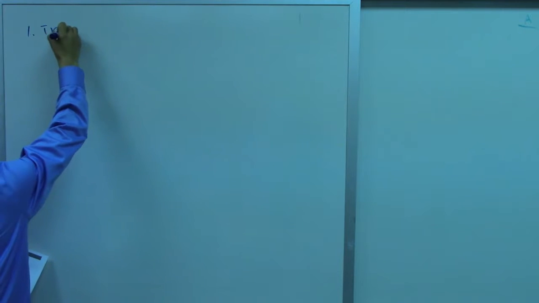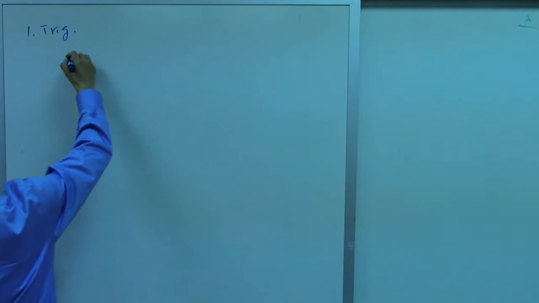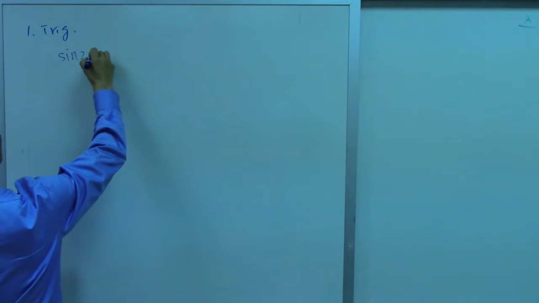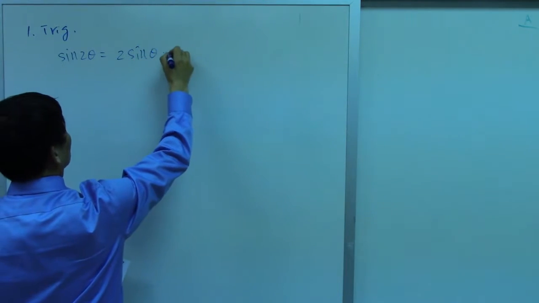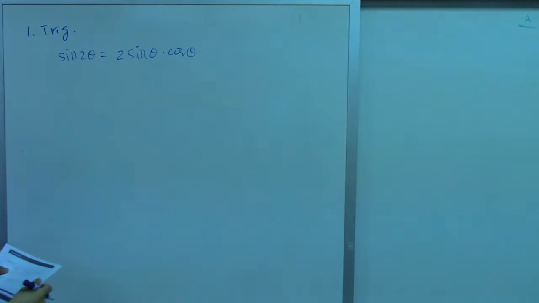First chapter, we review some fundamentals we learned from trigonometry and signals and systems. First, we discuss some trigonometry, and we review several important identities that we are going to use in this class. The first one is sine 2 theta, and that one equals 2 sine theta times cosine theta.